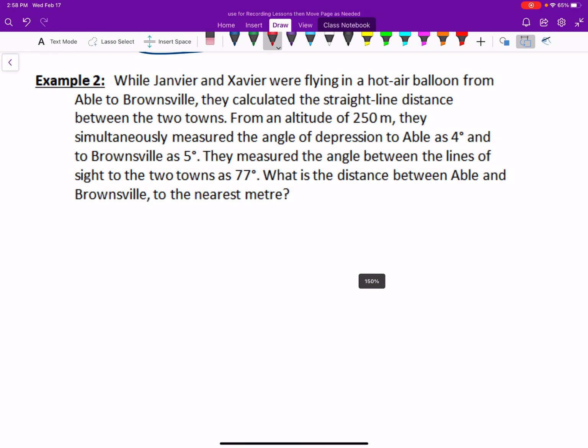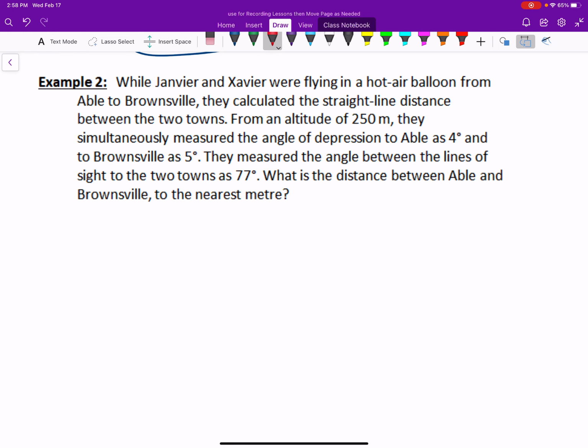So it's really essential that we draw a picture when we have questions to deal with like this. So let's put A for Able here and B for Brownsville. I imagine that's why those names were chosen, to make A and B anyway. And Xavier and Janvier were flying a hot air balloon, and from an altitude of 250 meters, they simultaneously measured the angle of depression to Able as 4 degrees, Brownsville as 5 degrees. They measured the angle between the lines of sight to the two towns as 77 degrees.